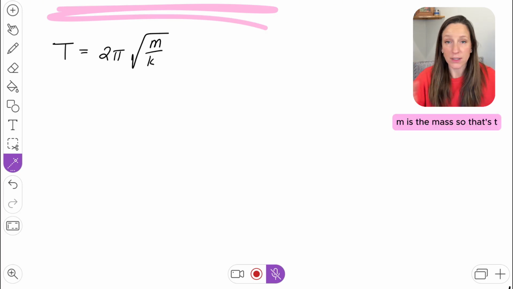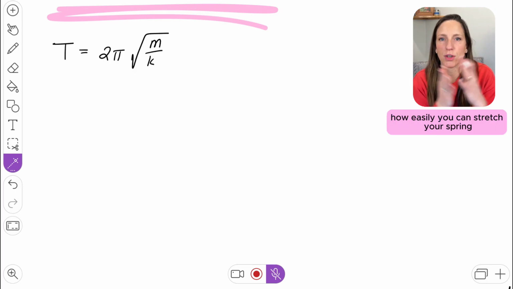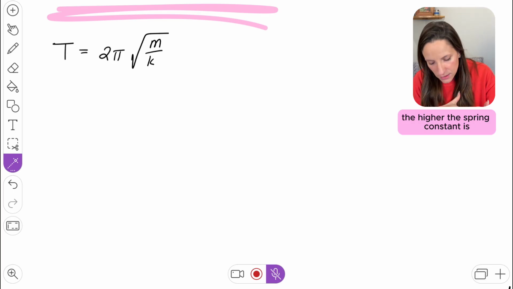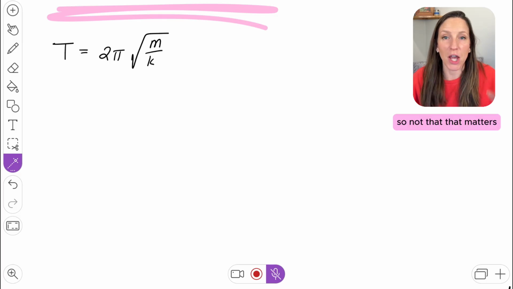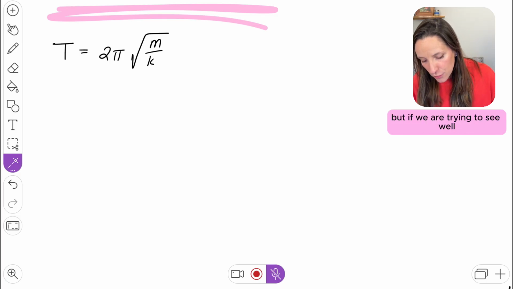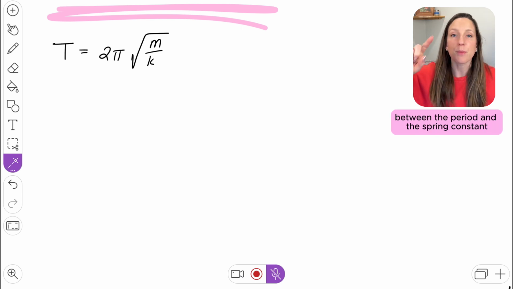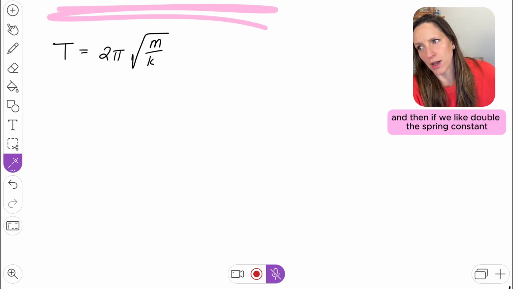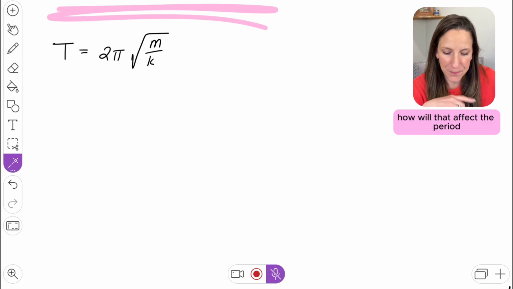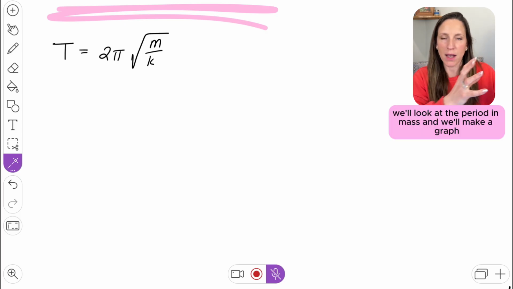T is the period. M is the mass, k is the spring constant. And the spring constant is how easily you can stretch your spring. The higher the spring constant is, the harder your spring is to stretch. Not that that matters because we're just writing the proportionality. But if we are trying to see, well, what's the relationship between the period and the spring constant, and then if we double the spring constant, how will that affect the period? Let's walk through that, and then we'll also look at the period and mass, and we'll make a graph.